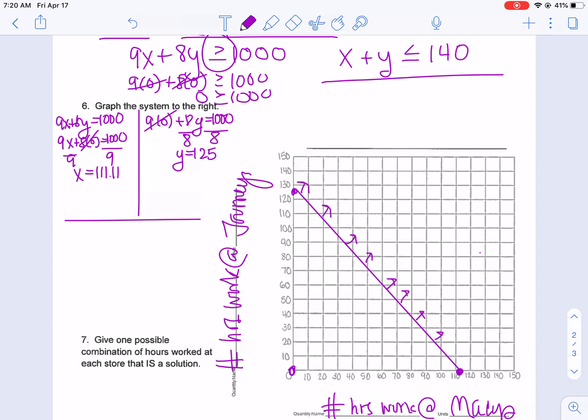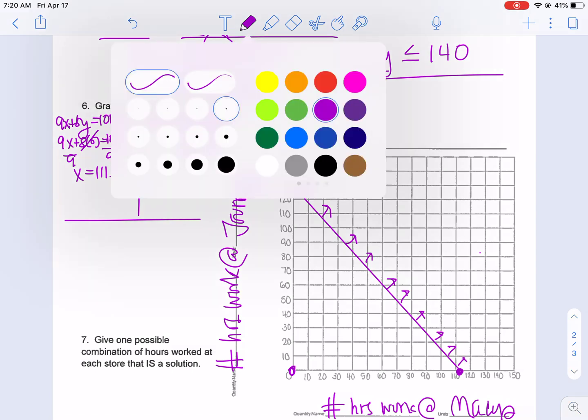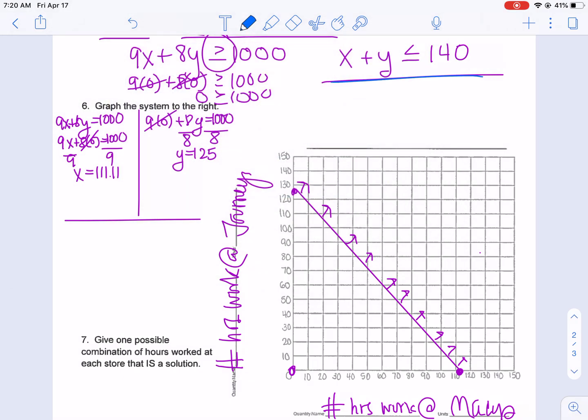Okay. Let's look at the second one, and I'll do it in a different color. Let's do it in blue. All right. X plus y is less than or equal to 140. Let's find the x-intercept, which means I'm going to plug 0 in for y. Well, I'm hoping you guys can see that goes away. X is equal to 140.